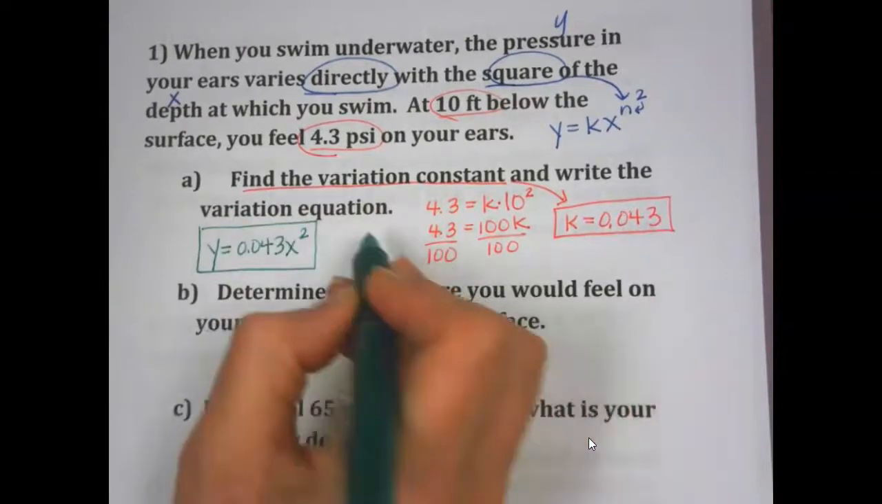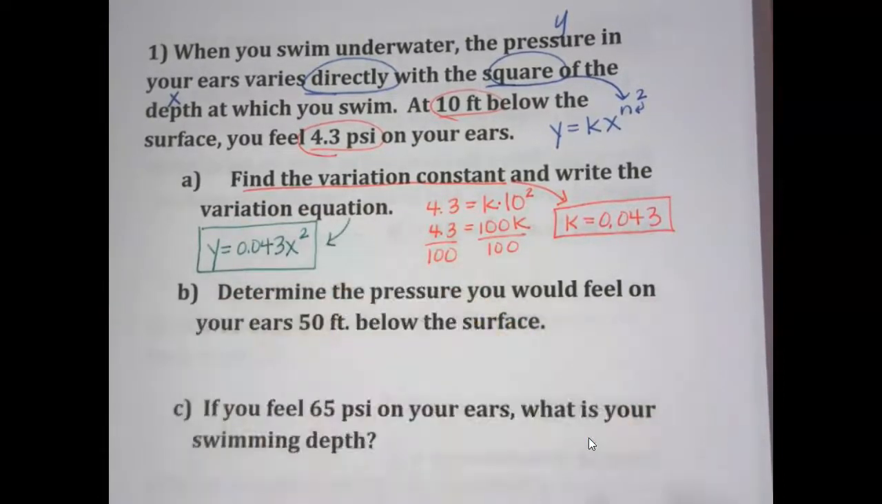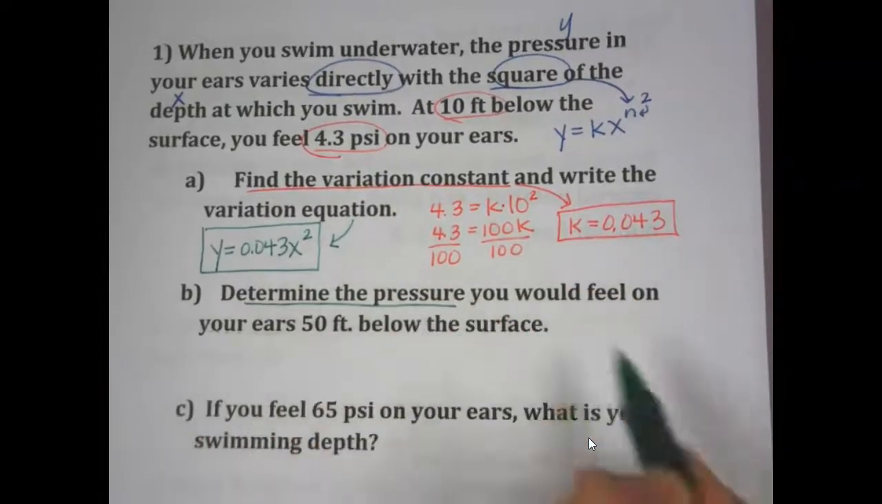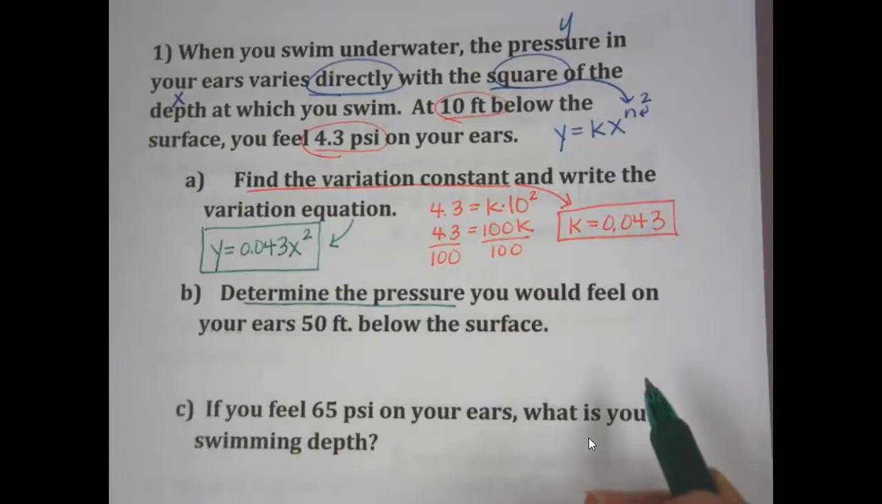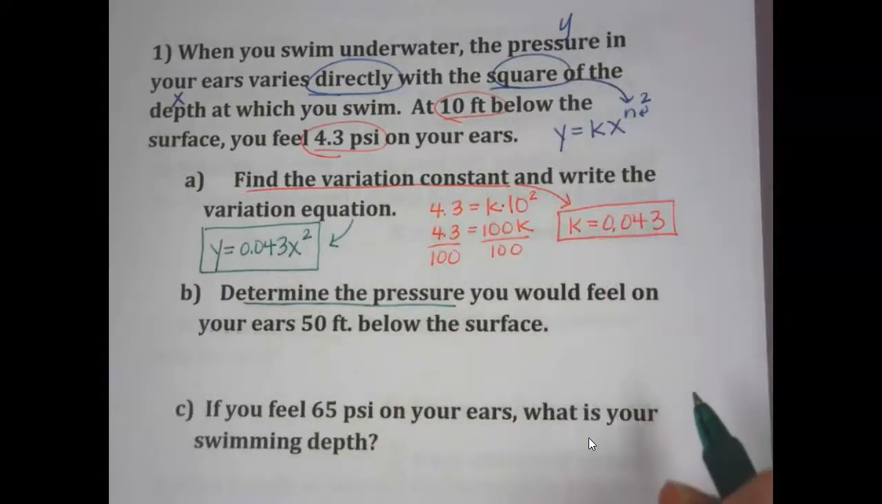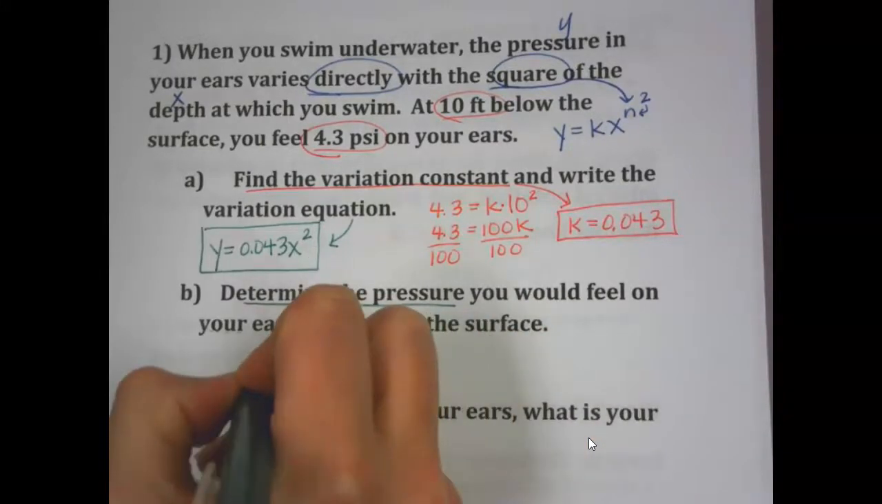And that's the variation equation. So 2 answers on part A there. All right, part B, determine the pressure you would feel on your ears 50 feet below the surface. So determine the pressure. That means we don't know it. Well, which one is pressure again? Well, that's our y variable. So that means we're solving for y. So we don't know y.